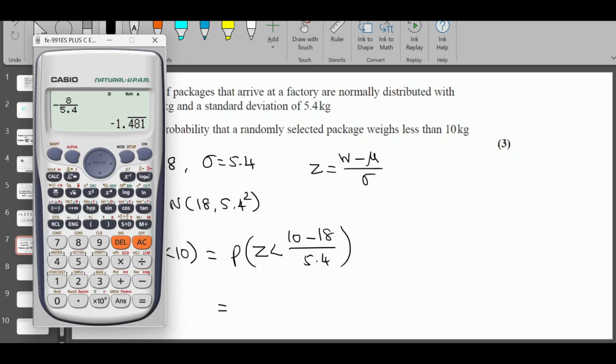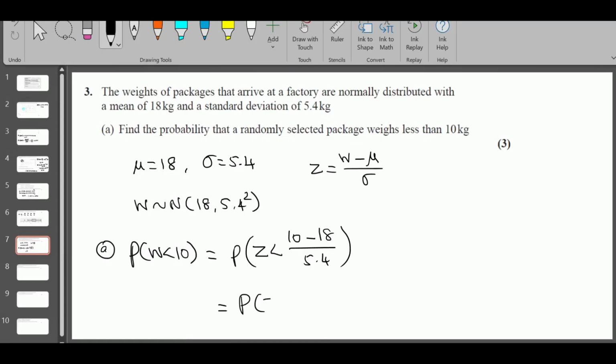Minus 1.4, right? I'm going to round it to 2 decimal places: minus 1.48, because in our table the Z values are given to 2 decimal places. The area on the left-hand side of the negative number will be 1 minus P of Z is less than 1.48.